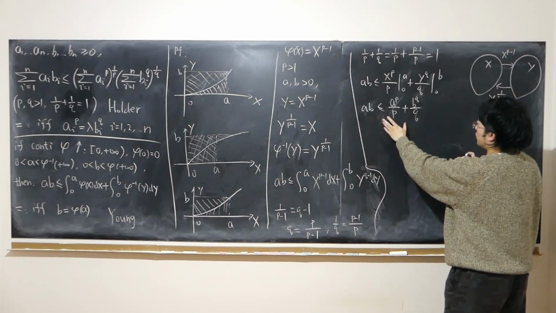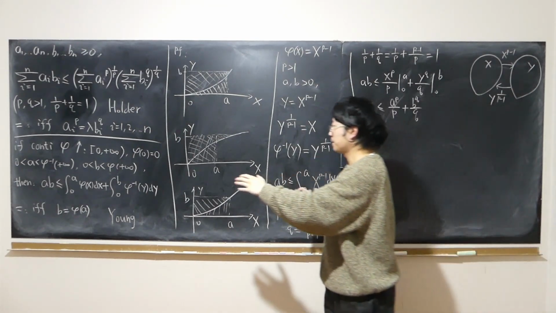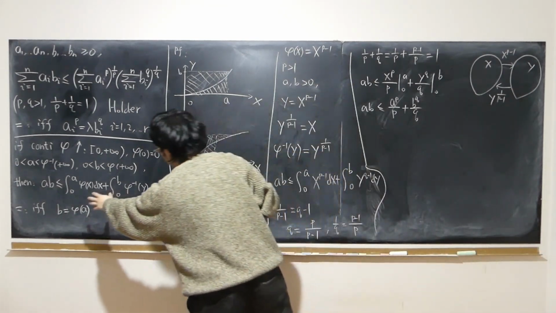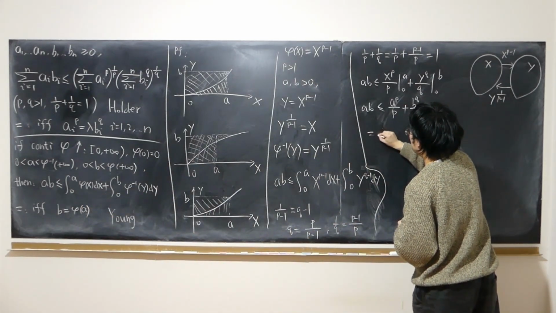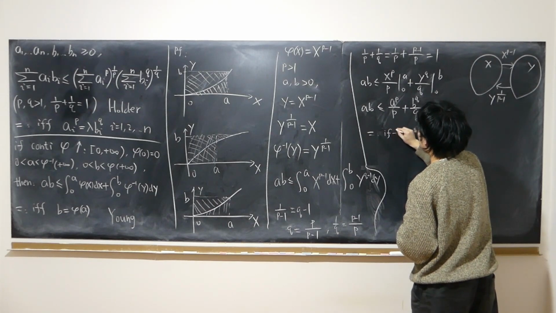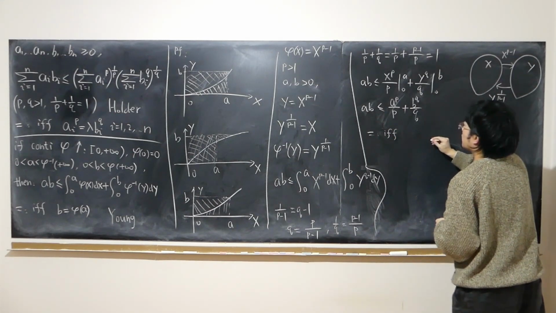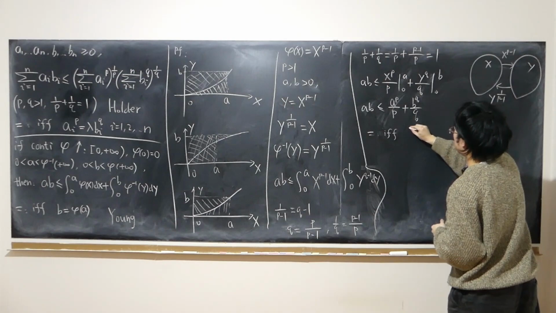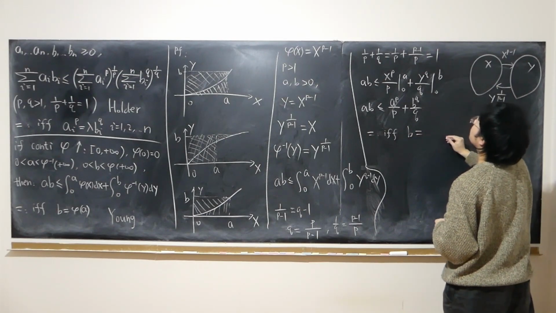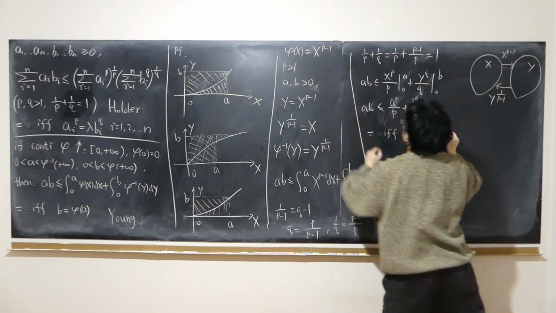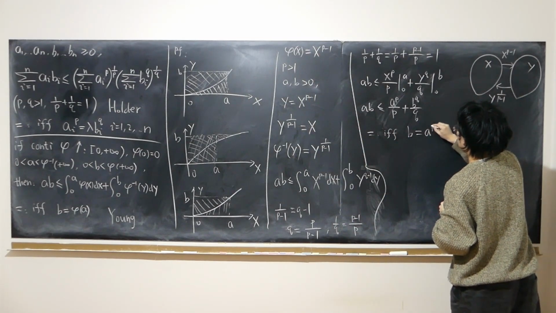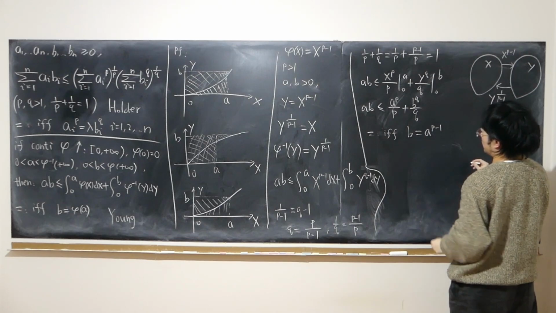So the equal sign holds if and only if b is equal to phi a, right? What's phi a? Phi a is a to the power of p minus 1. Right, that's when the equal sign holds.